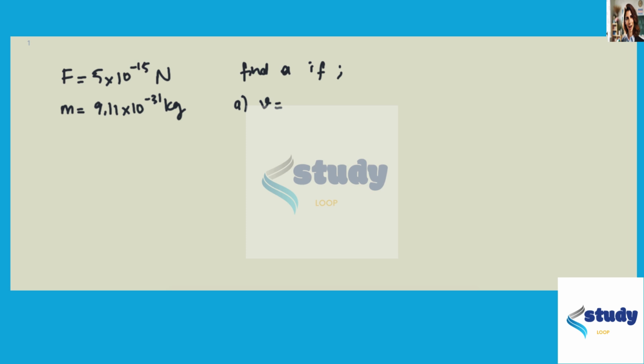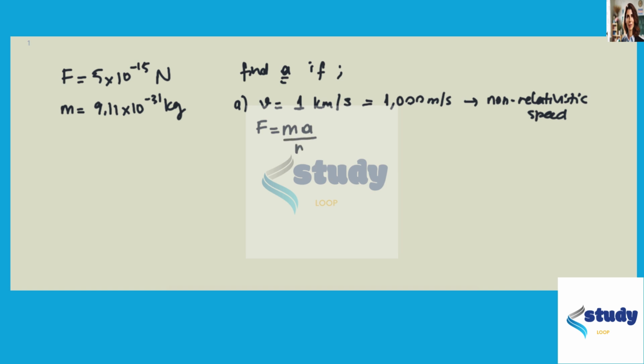the speed of this electron is 1 kilometer per second, which is 1,000 meters per second, which is not a relativistic speed. So Newtonian mechanics is going to be sufficient: m times a equals the force. If you're after the acceleration, then if we divide both sides by the mass, the m's are going to cancel. The acceleration is going to be equal to force divided by the mass.